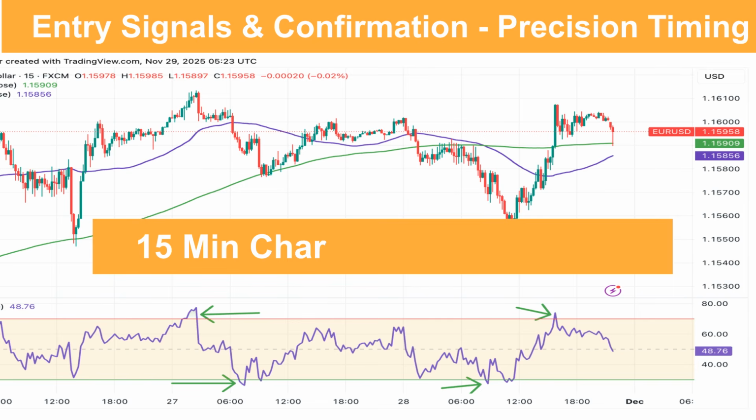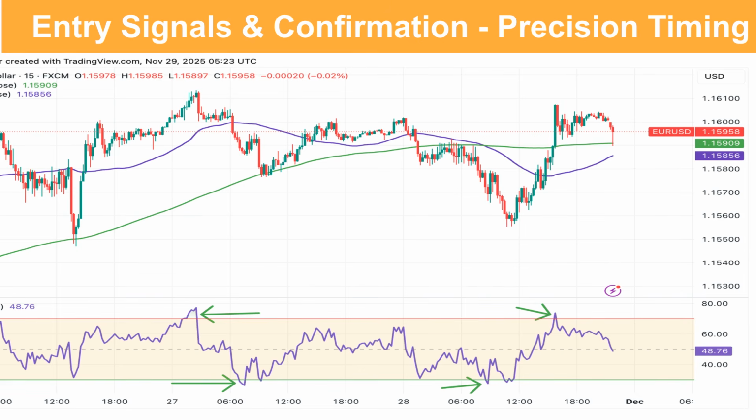Now it's time to get precise with our entries using a 15-minute chart. So we've switched from daily to the 15-minute chart. We're going to insert our 14-period relative strength index, and we're going to set alerts when the overbought conditions are met, which is RSI over 70, or when RSI is below 30, which is considered an oversold condition.